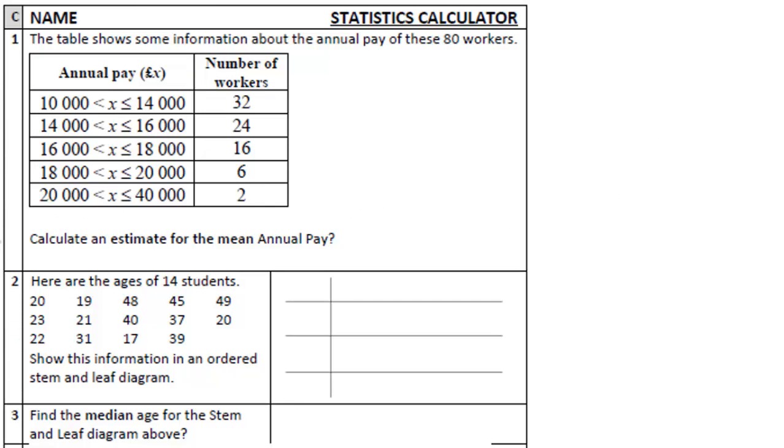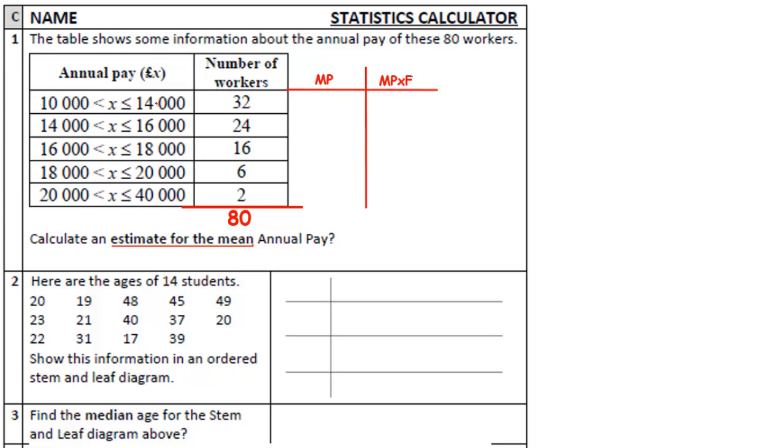The first question: the table shows the information about the annual pay of these 80 workers. Because they told us 80 workers, I know that the frequencies, the number of workers, are going to add up to 80 altogether. Looking at the question, it says calculate an estimate for the mean annual pay. So an estimated mean is what they want us to find. I'm going to immediately add on two columns, midpoint and midpoint times frequency.